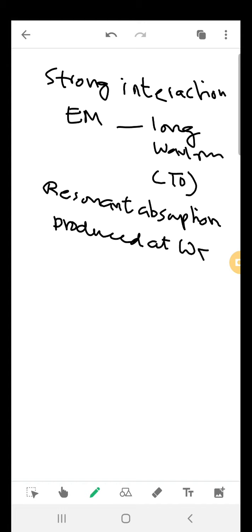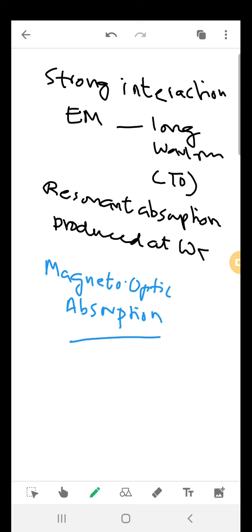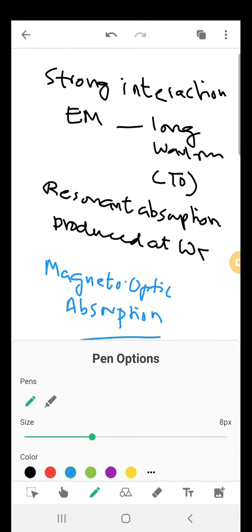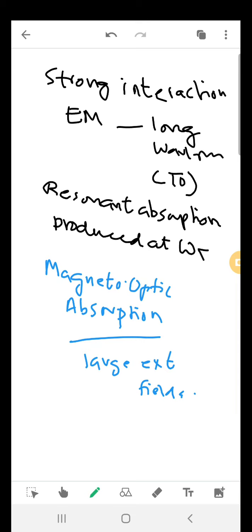And there is another type of absorption called magneto-optic absorption. It is actually in the case of large external fields applied, and the continuum of states in the valence and conduction bands of a semiconductor are quantized into a set of semi-discrete Landau levels.